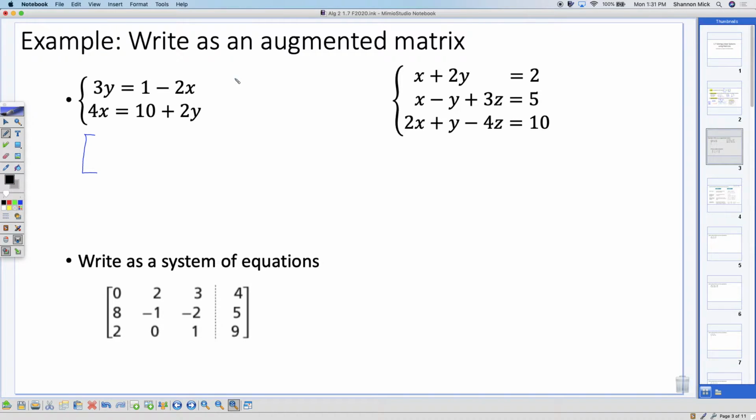So what I really have is, you got to add the 2 over, right? So 2x plus 3y equals 1. Actually, wouldn't it be -2? No, when you go to the other side, the adding changes. Oh, yeah. And 4x minus 2y equals 10. So now am I ready to put it in the matrix? Yes.